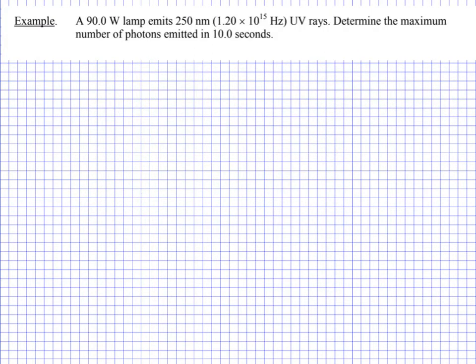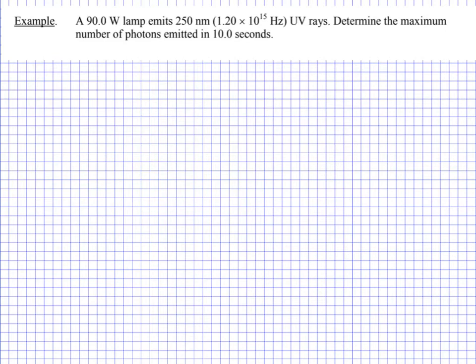Okay, so here's my second example. I'm told that I have a 90-watt lamp that emits photons with a particular wavelength or indeed a particular frequency. These are interchangeable. It's UV. We need to determine the maximum number of photons that would be emitted in 10 seconds.